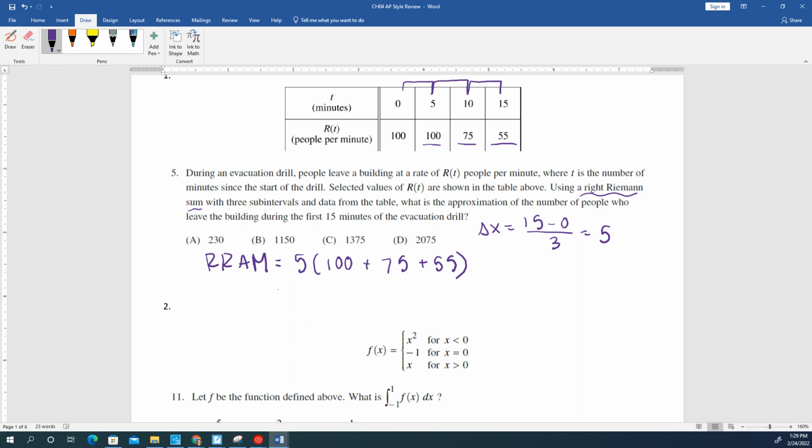Okay, that one you guys could definitely do. We just got done doing that. I got B, 1,150. And remember, we're essentially calculating the area under that curve with rectangles because we were given the rate. So if I calculate the area underneath, that would tell me the accumulated amount.